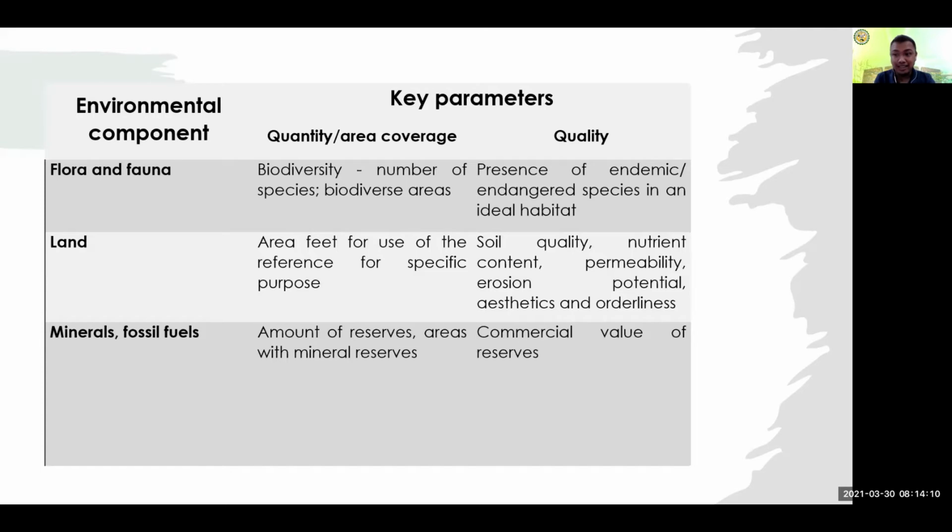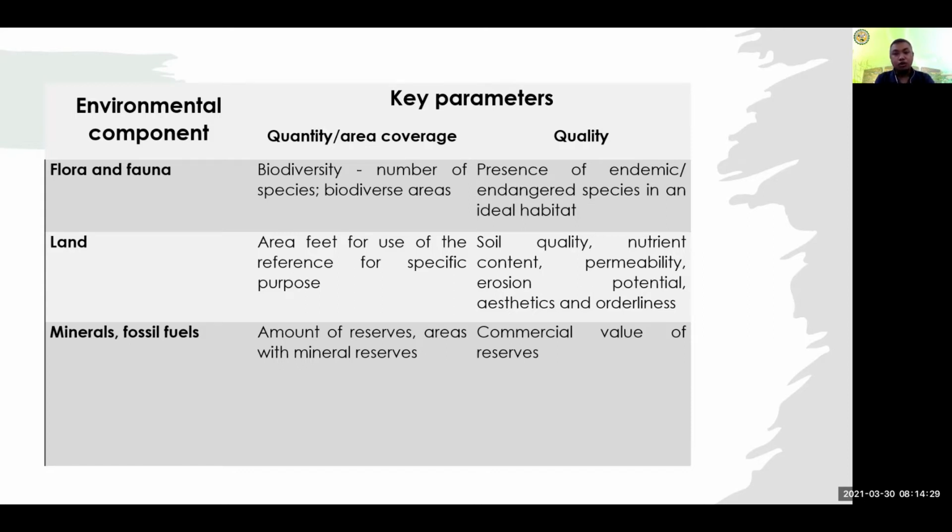Another component of the environment is your flora and fauna. These are your plants and animals. If we are talking about flora and fauna, we are talking about biodiversity. Biodiversity is the number of species in a certain area. So we are also looking into those areas with high biodiversity, or biodiverse areas.